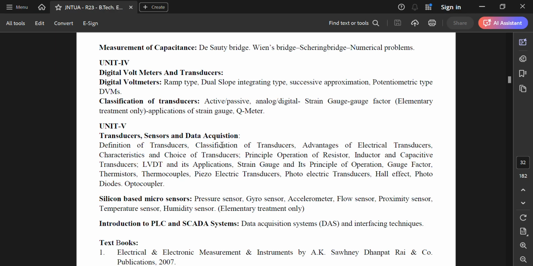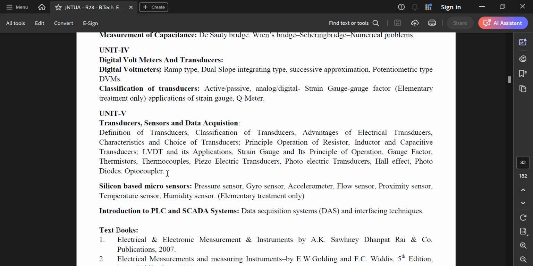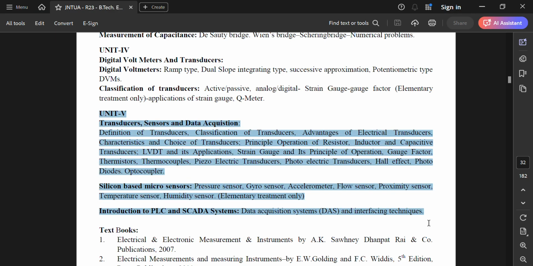Coming to unit 5, transducers, sensors and data acquisition system, DAS. How the transducer works, how sensors work, transducer and sensor both are the same, and how the SCADA system, supervisory control and data acquisition system, works in substations, that we'll study in unit 5. This unit 5 comes totally under the instrumentation.